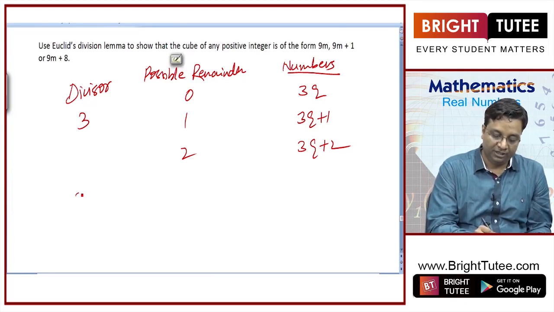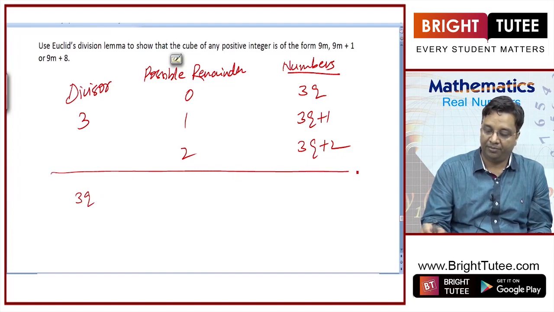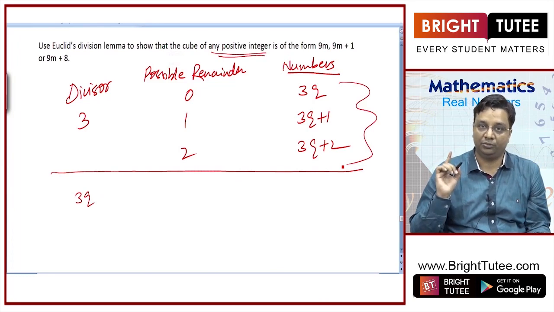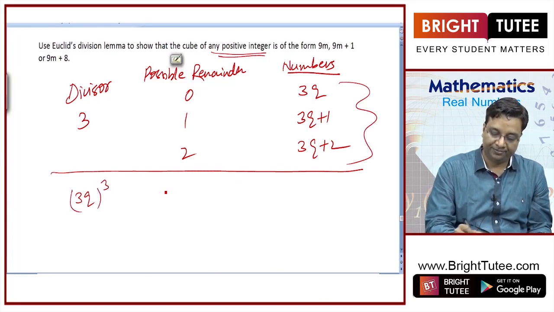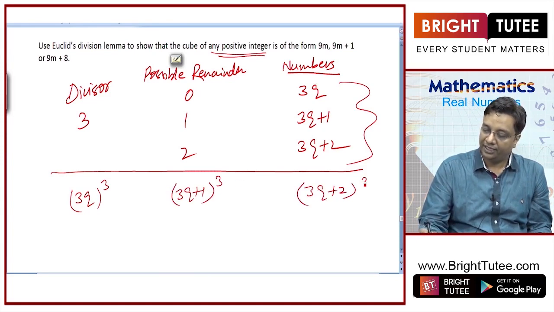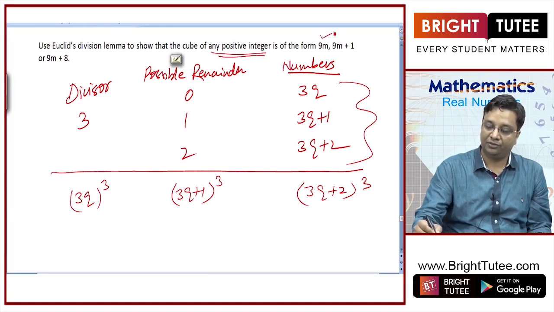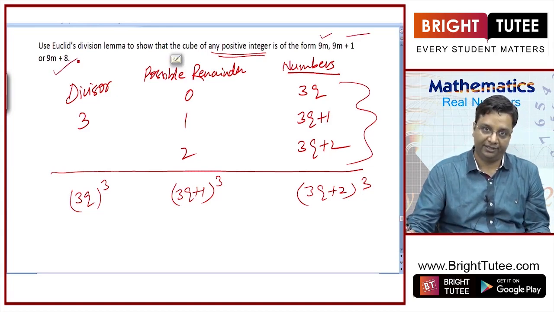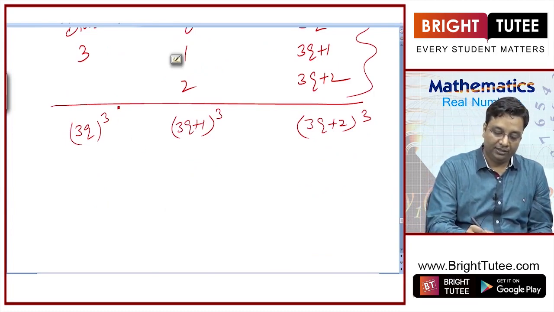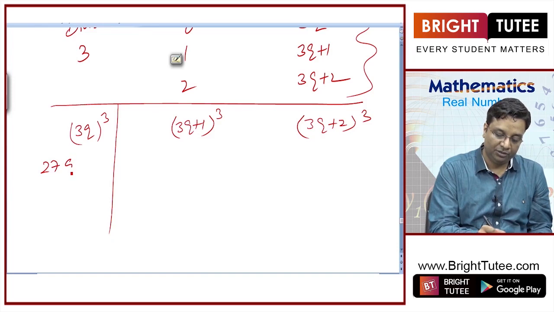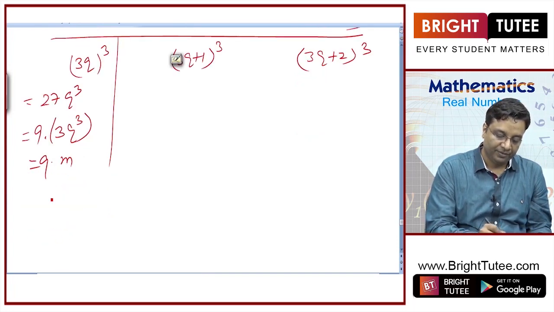Now, I need the cubes of these numbers. Up till this step, I have shown that every positive integer is of the form 3q, 3q plus 1 and 3q plus 2. Now, if I cube these numbers, then I will have to see whether these numbers are of the form 9m, 9m plus 1, 9m plus 8. Okay. So, let us look at the cube of 3q. It will be 27q cubed, which is nothing but 9 into 3q cubed. So, it is of the form 9m, right, where m is equal to 3q cube.